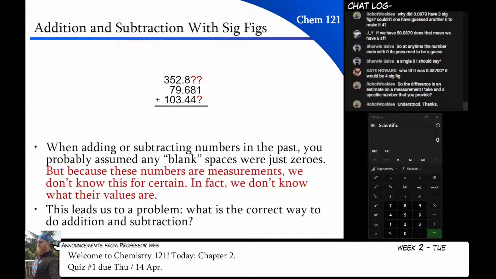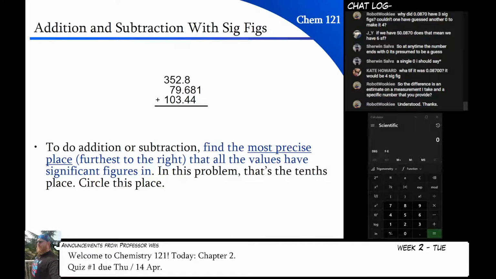When we do this addition and subtraction, you're going to punch it in your calculator. And your calculator does treat these as zeros. So I'm going to write down what the calculator tells me, 535.921. And here's what we're going to do. We're going to start from the furthest to the right, and we're going to find the first position where there are no question marks. So let's start here.